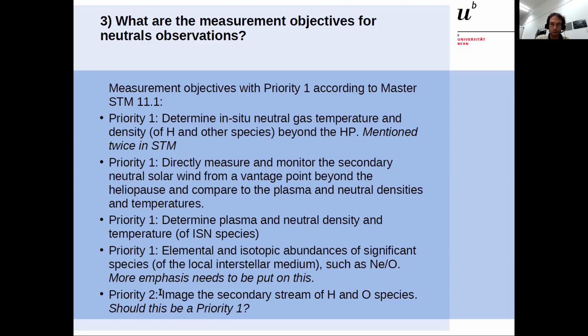Here I only listed the priority ones. This is an exception. It's currently priority 2, but now we're entering the discussion. We wonder if this shouldn't be a priority 1 as well, because when we talk about measuring interstellar neutrals, we must be aware that basically all the neutrals that we were able to measure at all in situ, so hydrogen, helium, there we already know that there are at least 2 components.